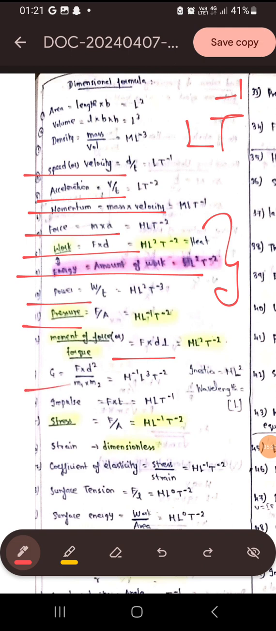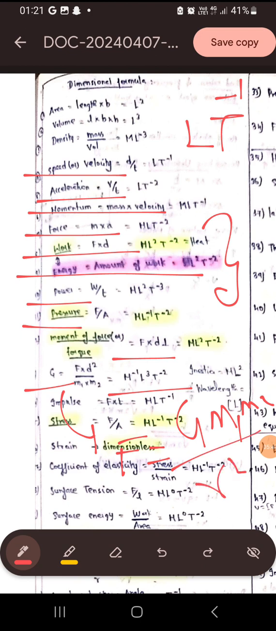And the gravitational constant is, this is the one, which we can also write as F is equal to G m1 m2 divided by r square. This is the formula they were writing like this.